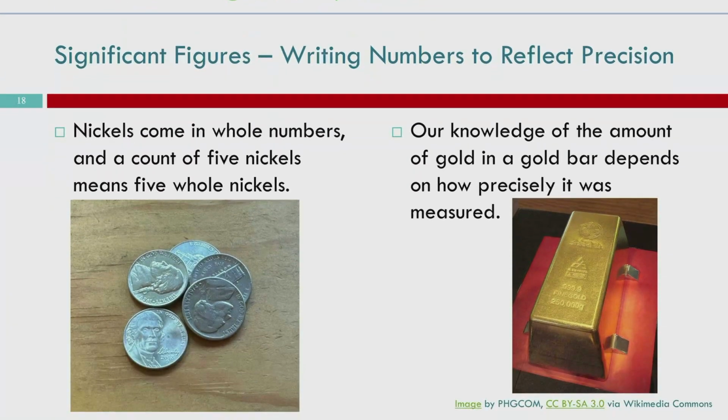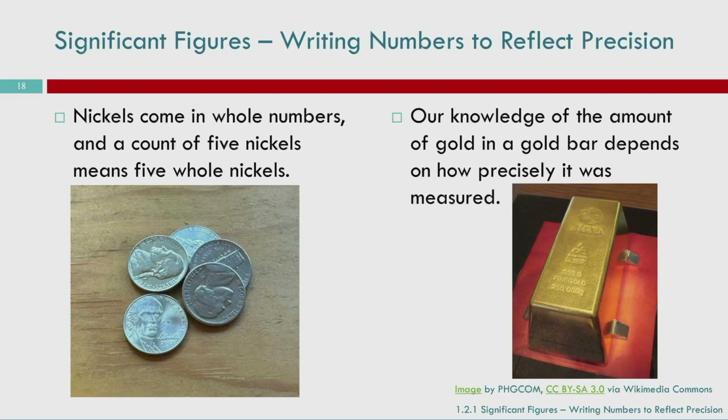All right. Now on to what may be the thorn in your side for the rest of the class, at least in lab. Significant figures. So when we write out units, it's important that we write out the correct number of numbers. Nickels are an object that comes in whole numbers. Discrete, countable numbers.